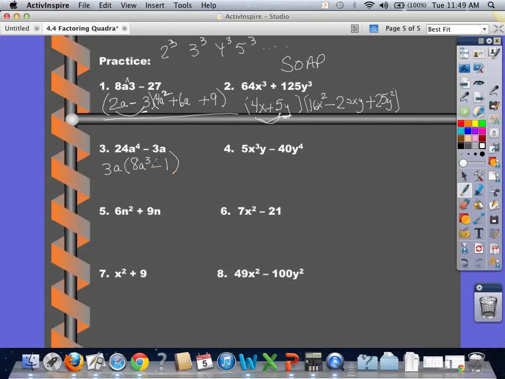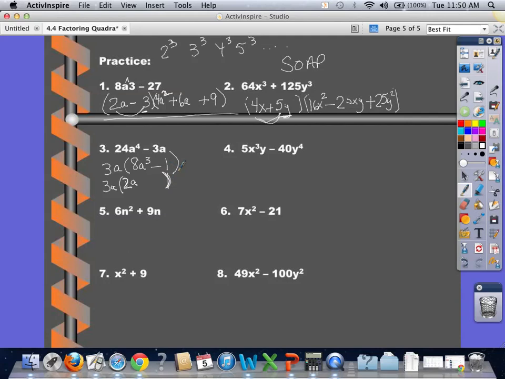Now notice, this right here may not seem like it is, but this is a difference of cubes. Okay, 1 is a perfect square, and it's also a perfect cube. It's perfect all the way around. So when you do this one, this 3a GCF has to go along with it, so you don't lose it. So we're going to do what we did up above, and take the cube root of 8, which is 2. Cube root of a cubed is a.